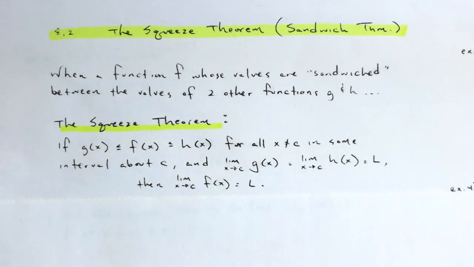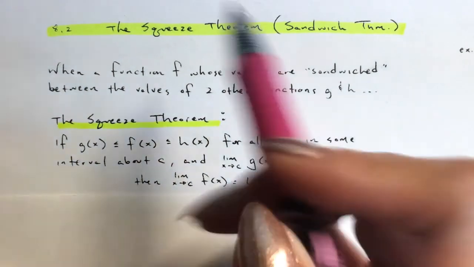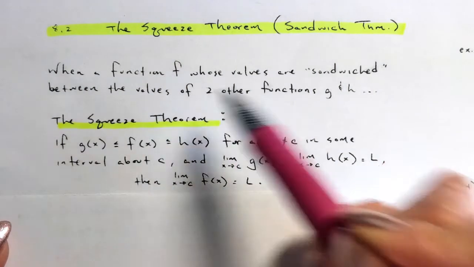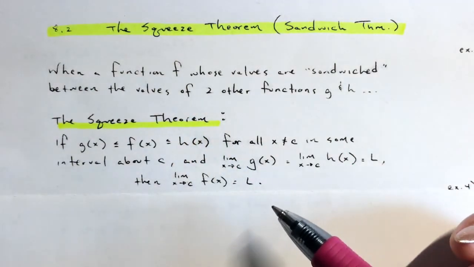All right, 8.2, squeeze theorem. So I know that we went over this already, but I'm just going to do a quick overview of it, okay? So basically, sometimes we have a function that we can't find the limit for.